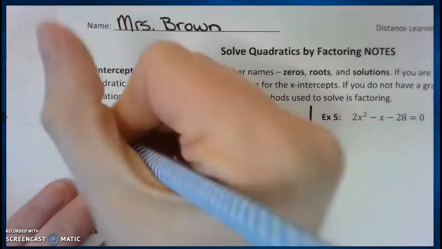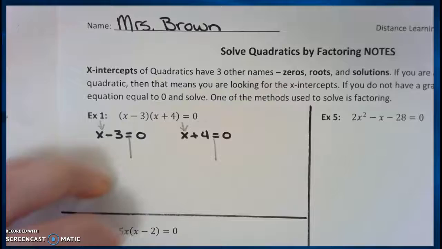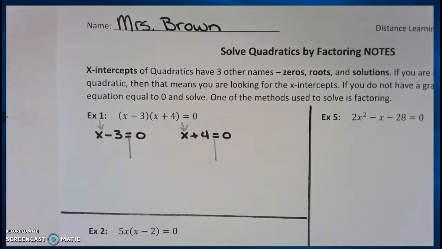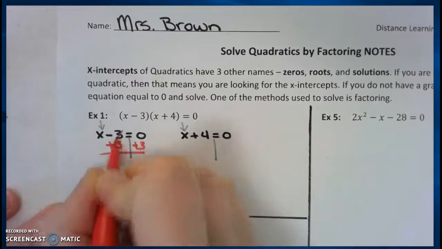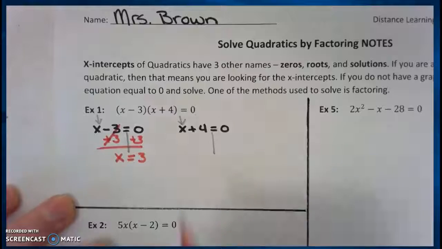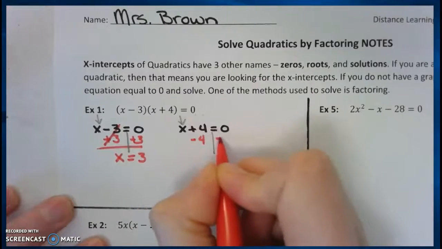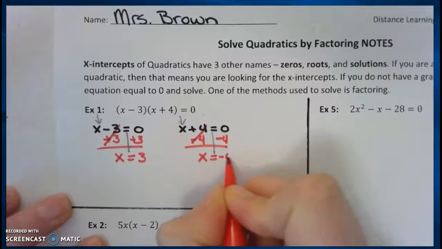Okay. So I always like to draw my line through my equal sign and put my arrow pointing at my x. I would just solve this one-step equation for each one. The opposite of a negative 3 is a positive 3. So that's going to cancel it out over here and gives me x equals 3. On the other side, I'm going to subtract 4. And that's going to leave me with x equals negative 4.